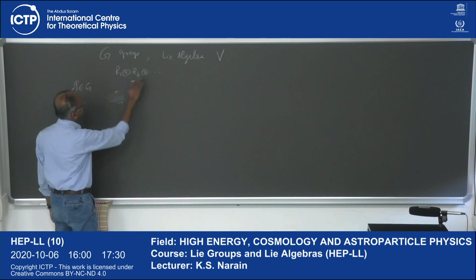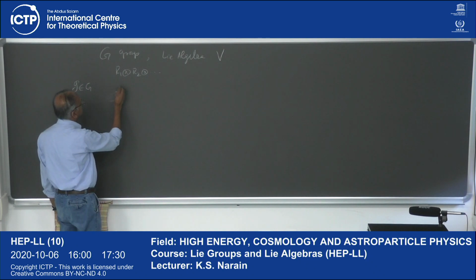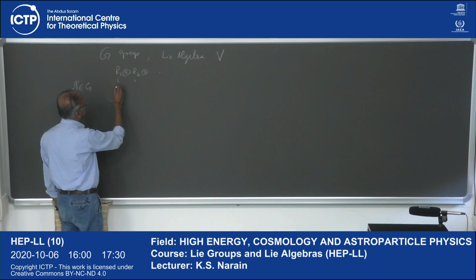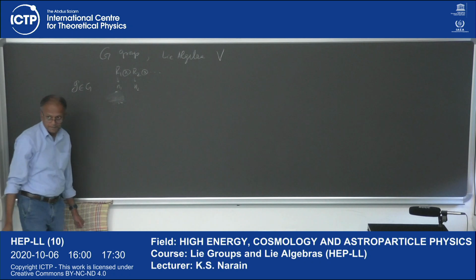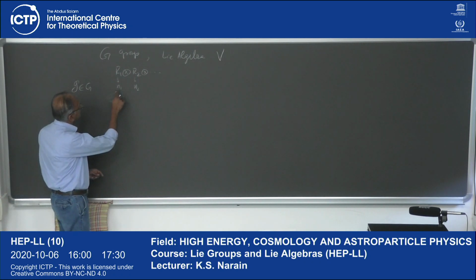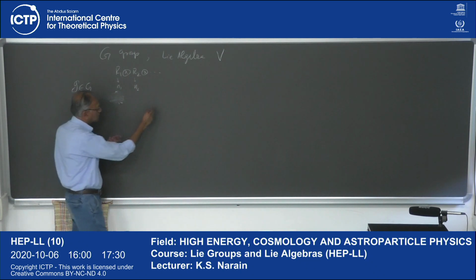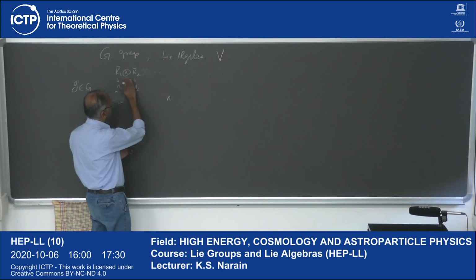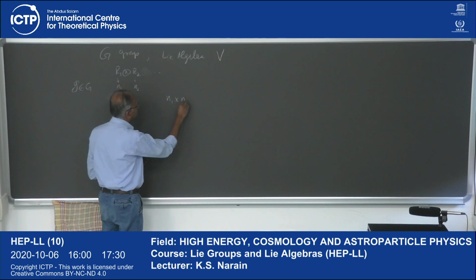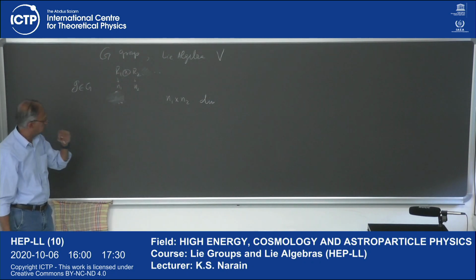A general state will be, well, this can have many states. Let's say the dimension of this is N1, this is N2, and so on. So all possible states: you have N1 states here and N2 states there. The total number of states will be N1 times N2, let's just focus on two, so N1 times N2 is the dimension of this product representation.